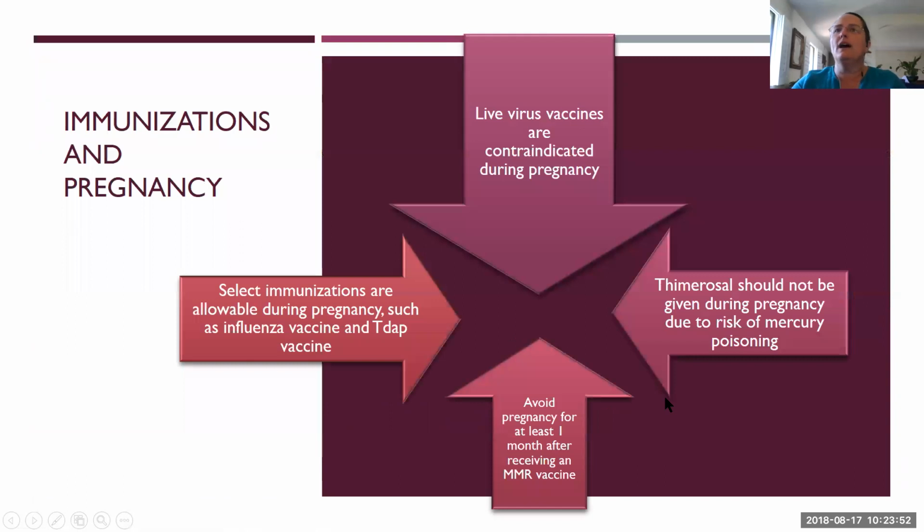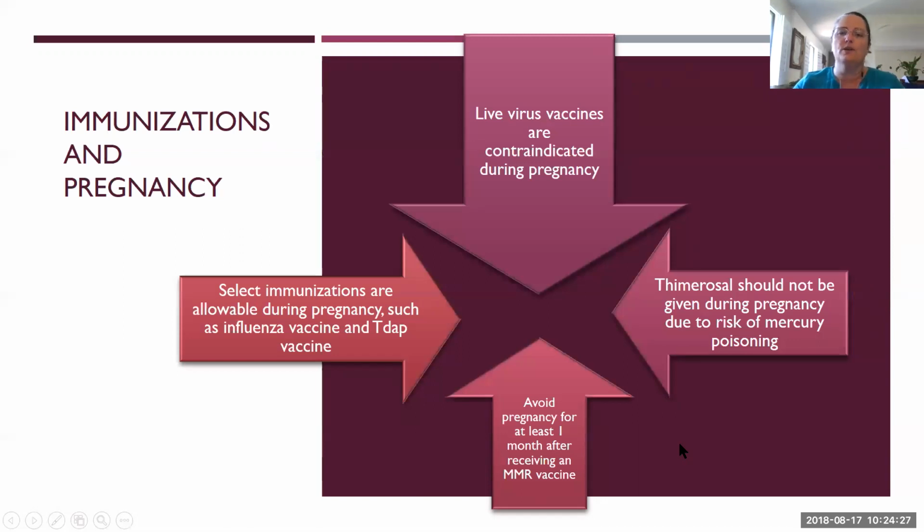And then we have immunizations in pregnancy. It's very important that a mother have all the immunizations that she is going to need before she gets pregnant. Like I said, with MMR we want to make sure that she is already immune to rubella, and that's one of the things we test in the prenatal labs. We do not give any live virus vaccines during pregnancy. MMR is one of those that is live, so we do not use that during pregnancy. We try to avoid pregnancy for at least a month after an MMR vaccine.